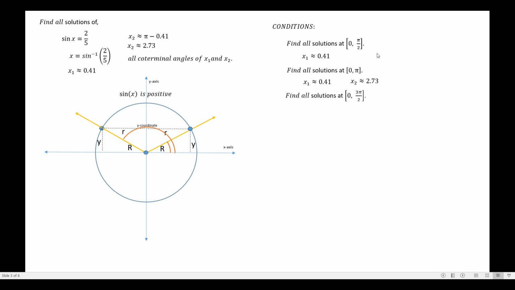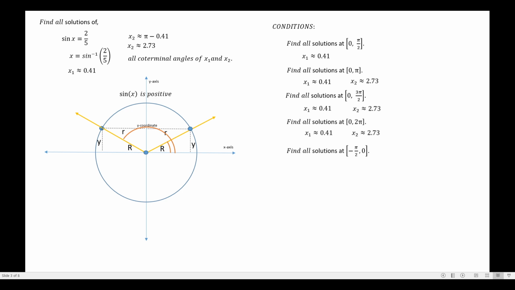So another situation would be this one. Find all solutions at the closed interval 0 to 3 pi over 2. So that means we are extending until quadrant 3, until here, because this is 3 pi over 2. That's 270 degrees in degree measurement. So by then, since there's no solution in the third quadrant, we can then say the same answers. So x sub 1 is approximately 0.41 and x sub 2 is 2.73. If we extend until one full revolution, so that's 0 until 2 pi, that should be the same: x sub 1 equals 0.41 and x sub 2 is approximately 2.73.